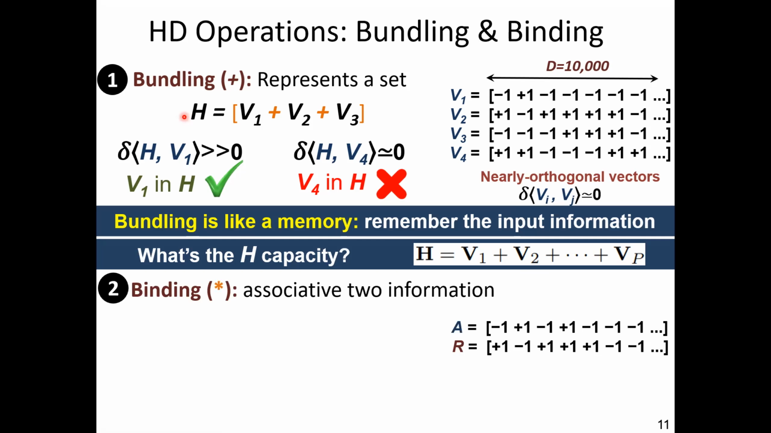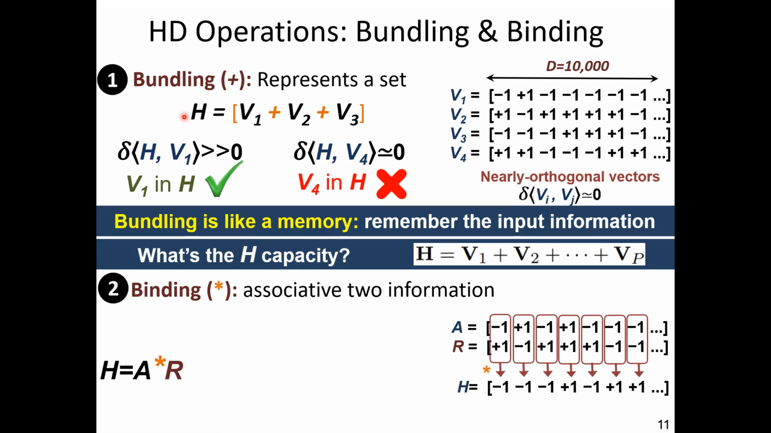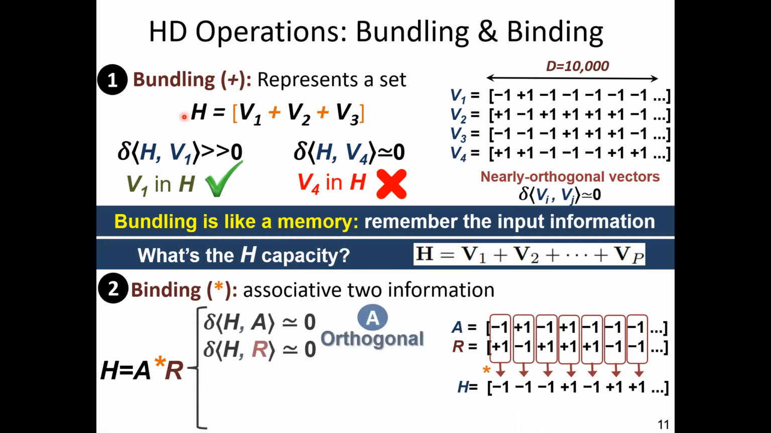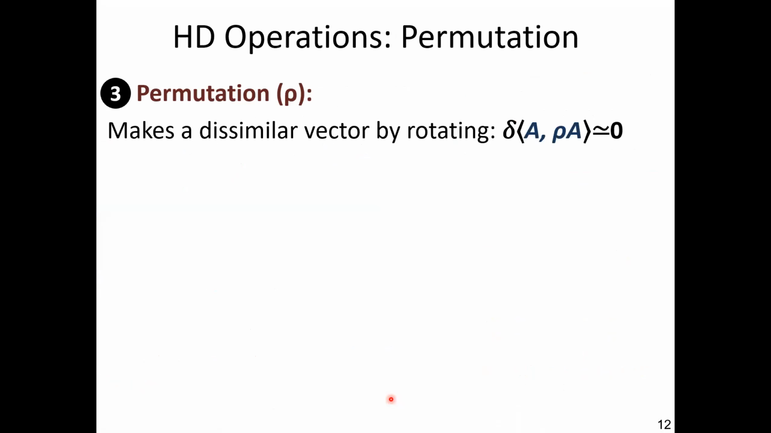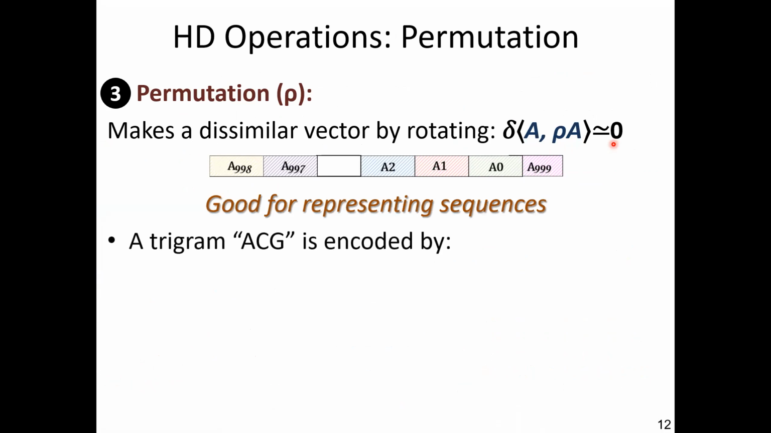The second operation is binding, which is association. If you have two random vectors and you multiply them together, you bind them together. It's like the XOR operation in binary. You generate a new vector, like apple and red bound together, which is orthogonal to both apple and red, but it's invertible. And the last operation is permutation. You do a rotational shift of a random vector and you generate a vector which is nearly orthogonal to the original vector. And it's good for representing sequence.